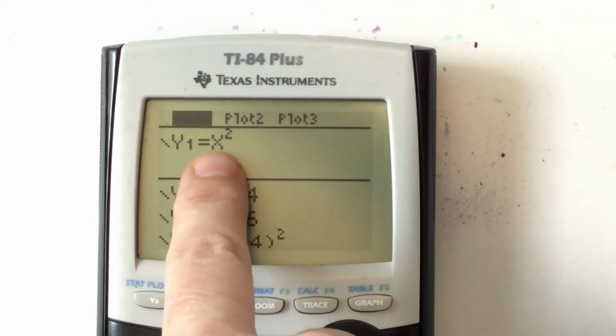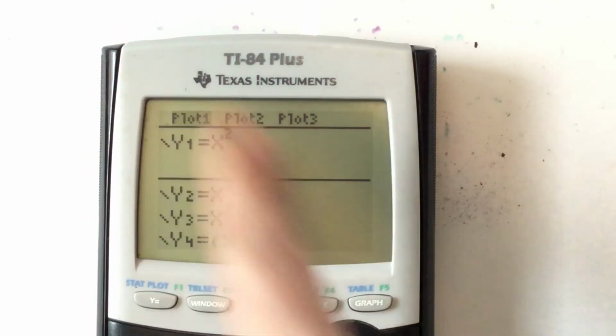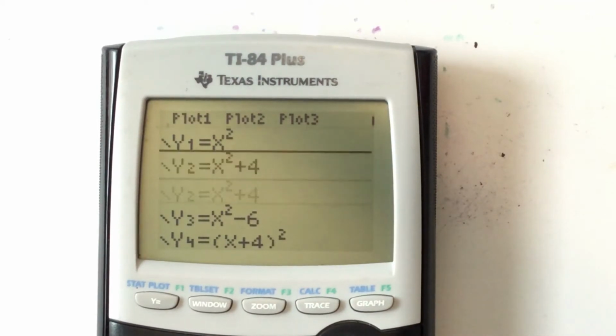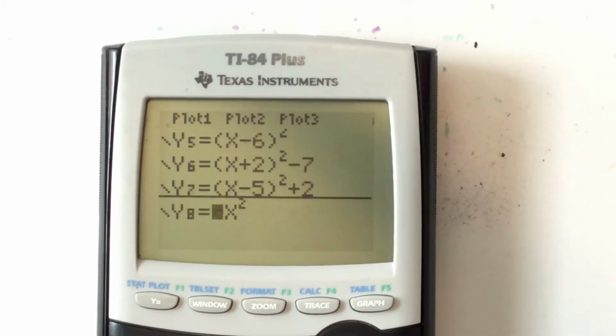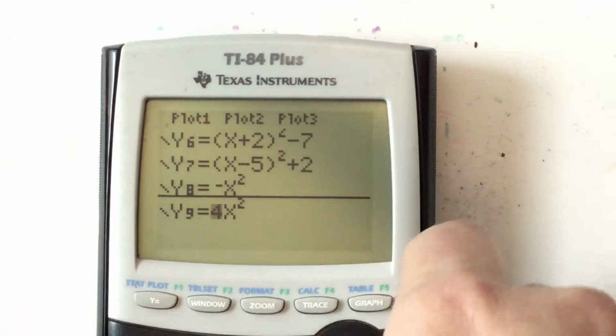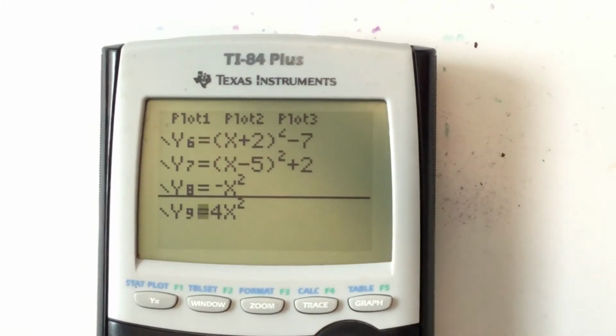What's in front of that x squared that you don't see? What number is in front of it? There's a 1 in front of it. Okay, so now I'm looking at an equation where there is a 4 in front of it. So instead of a 1 in front, it's a 4 in front. So let's see what happens when we have a 4 in front.